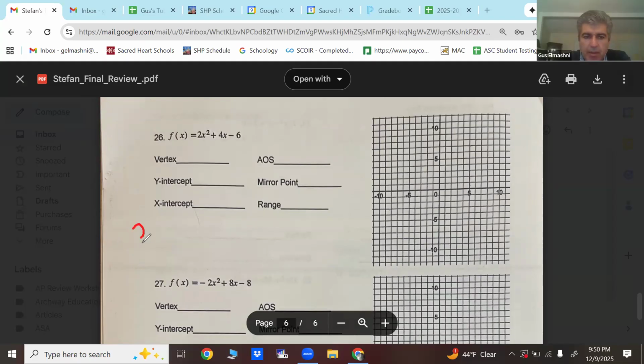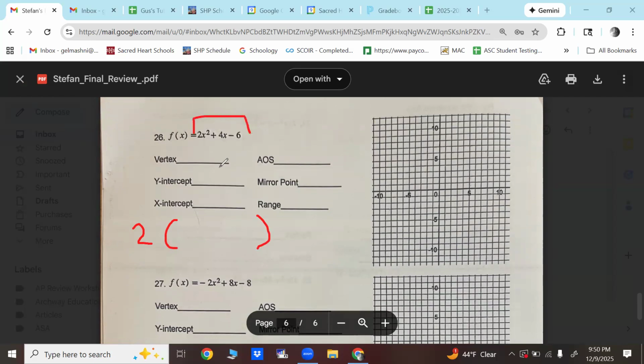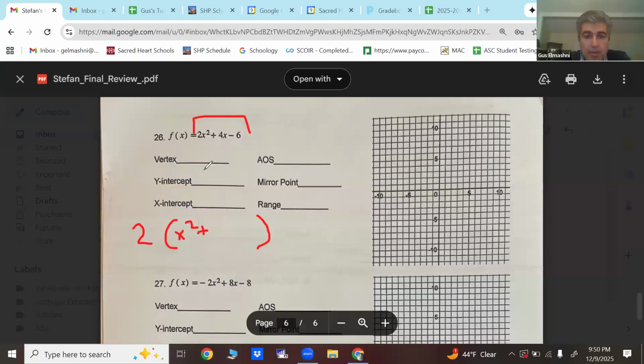What may help is to pull the 2 out. If I pull 2 out, what's left behind? Just x squared plus 2x minus 3. Be careful: I divided by 2. Remember, taking the 2 out, you're not subtracting.